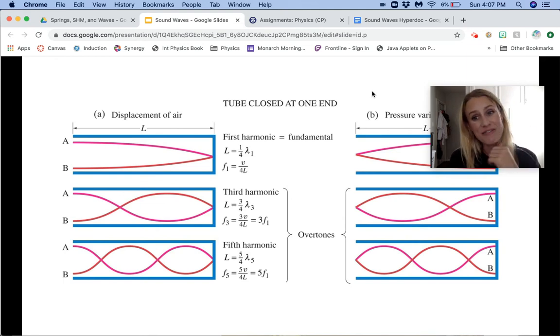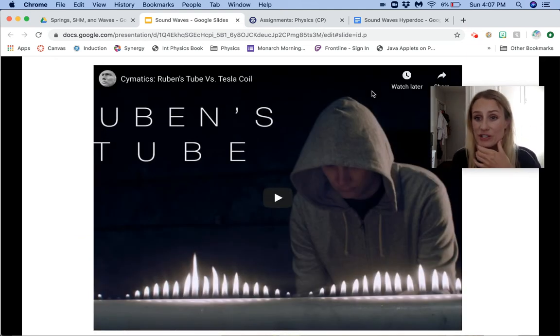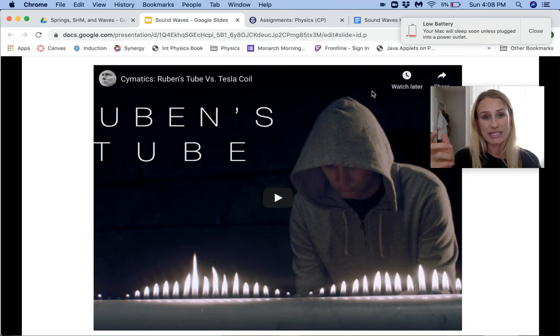I want to show you guys a video that's really cool. This is called Rubens' tube. They're going to explain it as well, but there's a tube and they poke holes at the top and then run gas through it. It's very safe. And then light the gas on fire. Don't try this at home, please. And then they play different frequency sounds through that tube and it creates different standing waves, which you can then see with the fire. I've always wanted to do this in my classroom, but it's a little bit too dangerous.